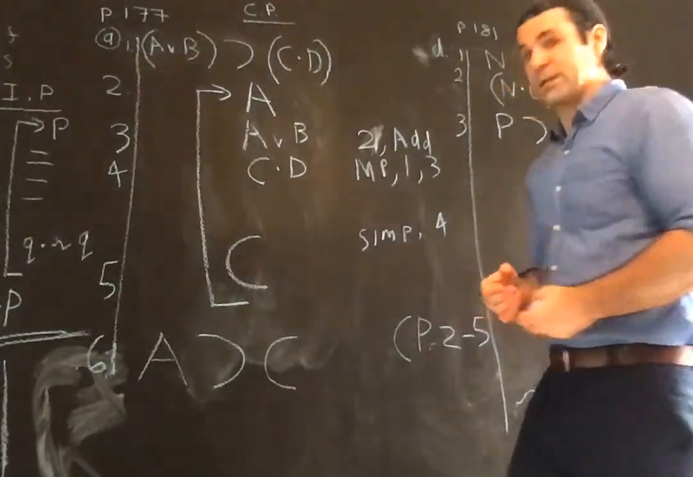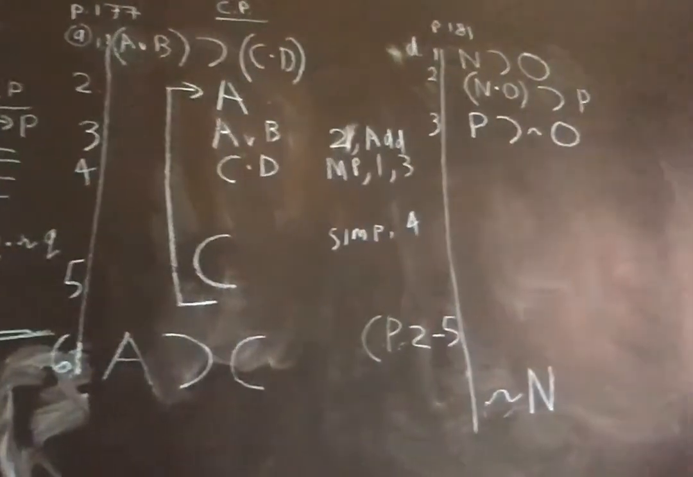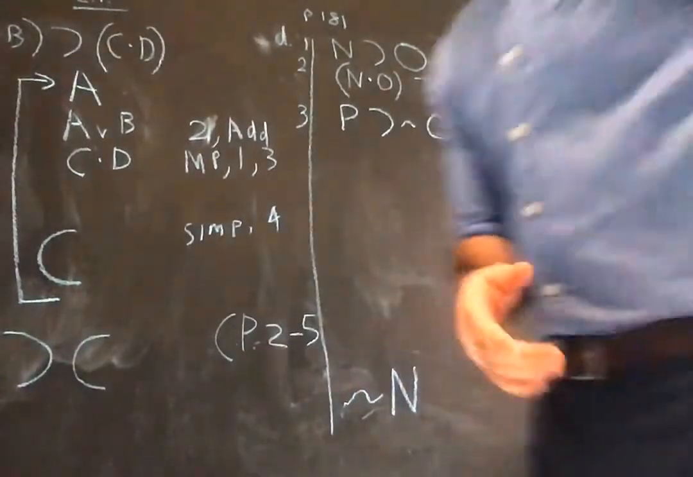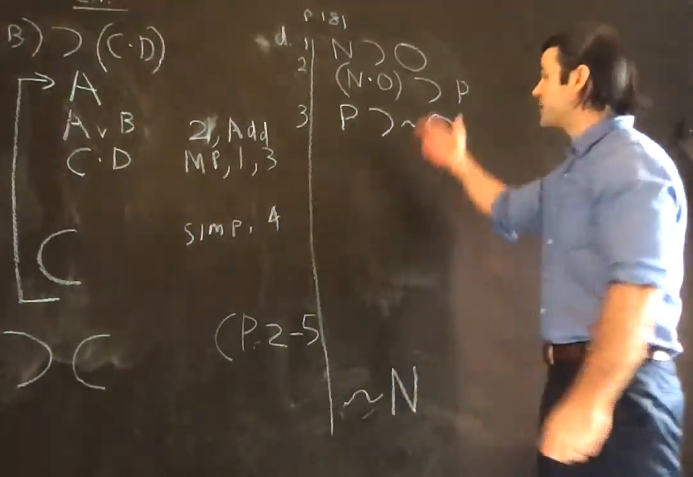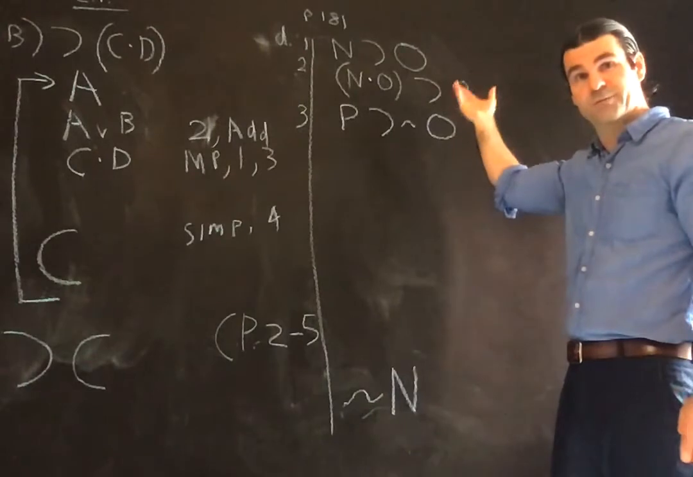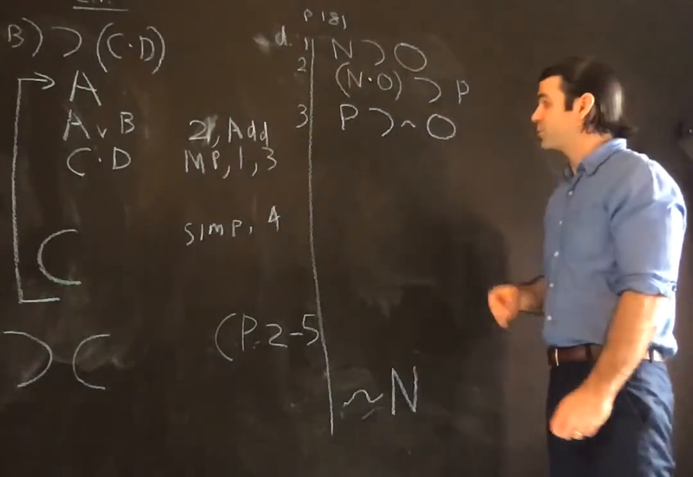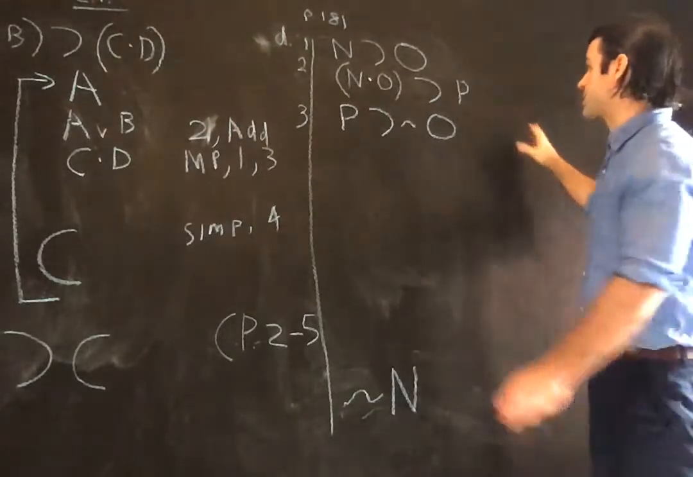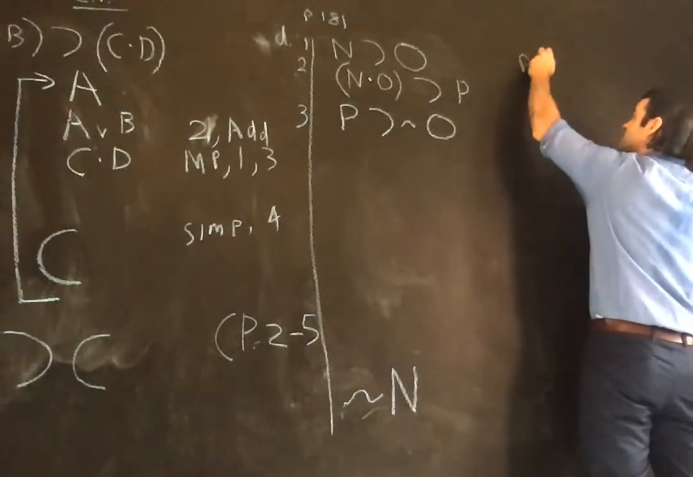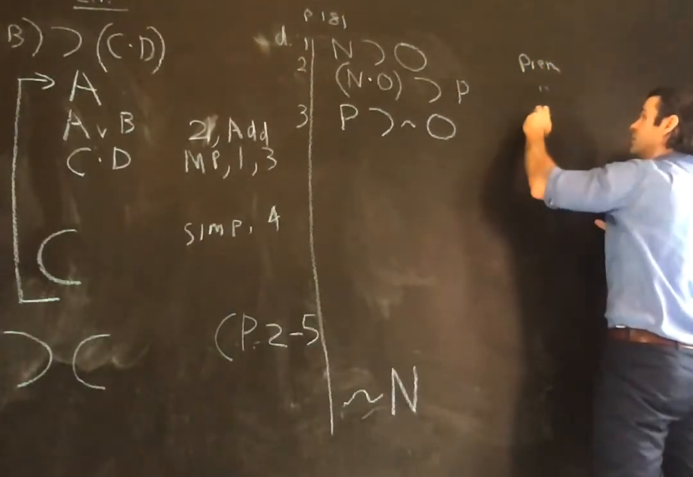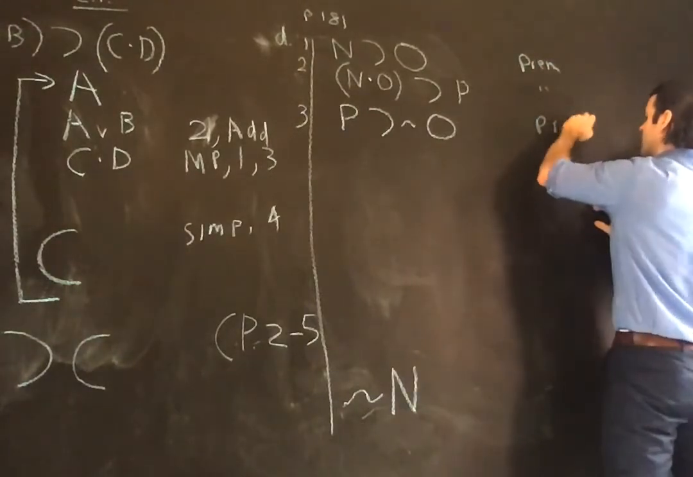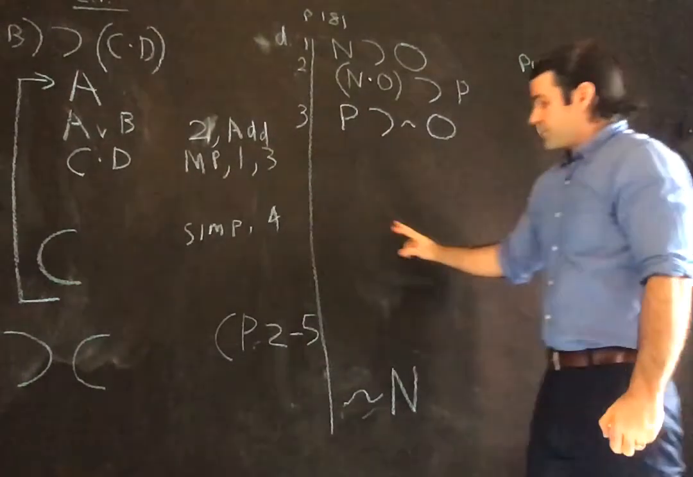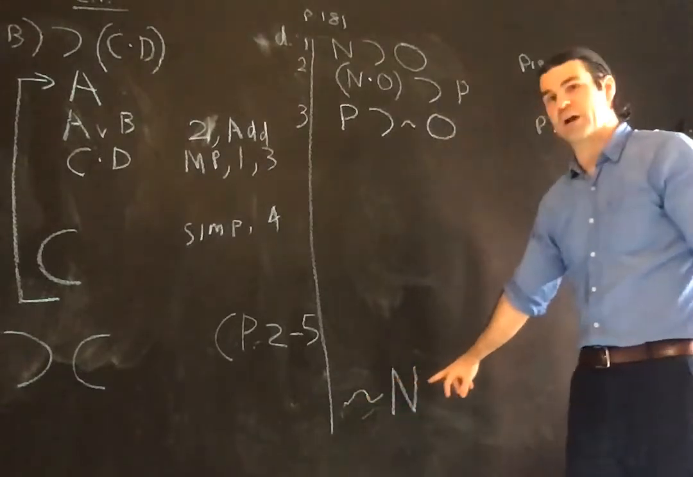All right, so let's look at indirect proof. As I say, this is page 181, the next page, the first example for indirect proof in the section on indirect proof. So you've got these 3 premises. These are all premises. You are tasked with deriving not N.